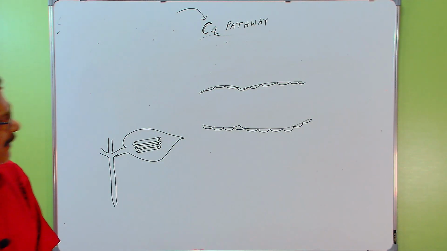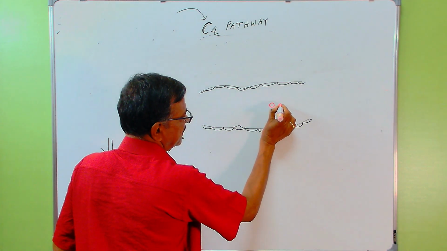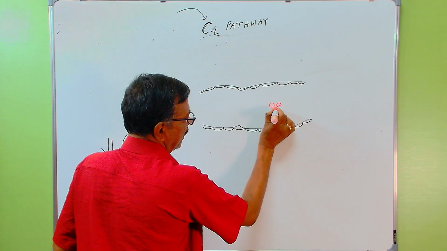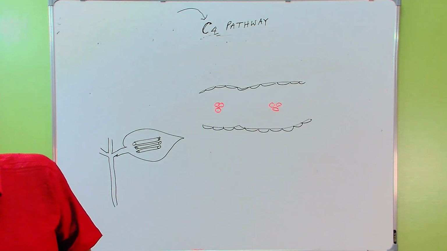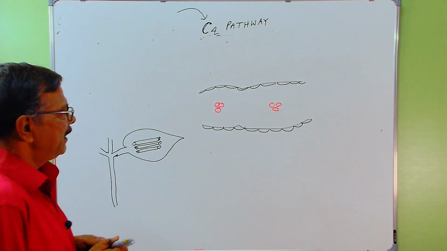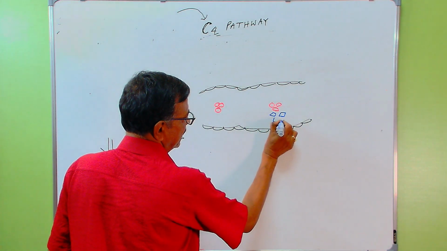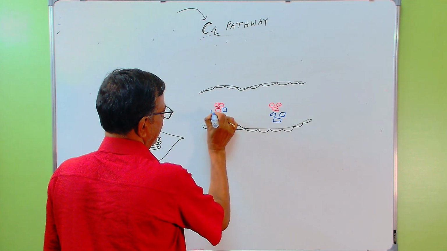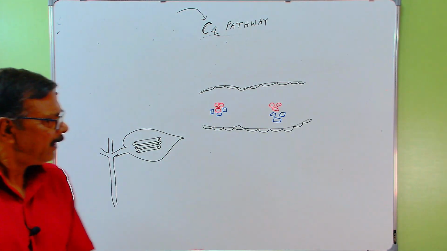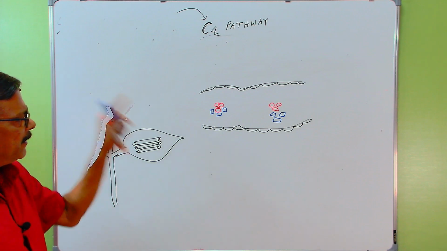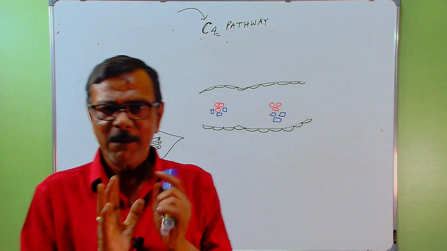So let me write here. This is round, round, round. Here also, round, round. These are all xylems for the purpose of our study. And there are phloems also. These are phloems. So xylems and phloems are there. And in C4 plants, these xylems and phloems are collectively called vascular bundle.